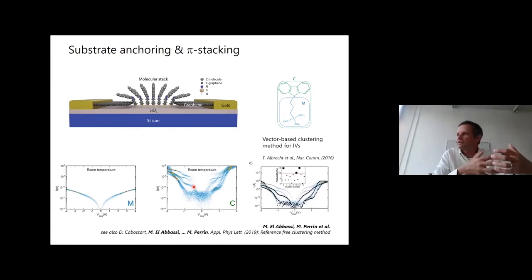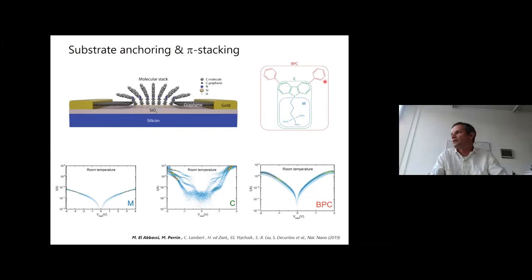And this is what we did. We just added additional pi systems here to try to increase the pi overlap. And this was the observation then of these systems. So it seems that by simply increasing this overlap, despite the stacking here, we were able to stabilize those junctions.